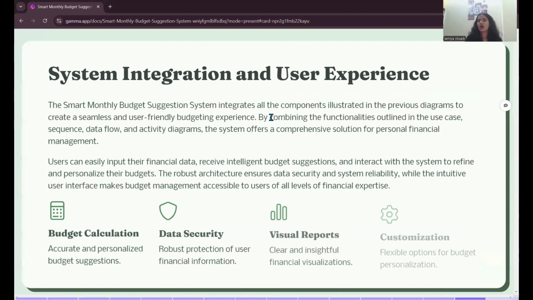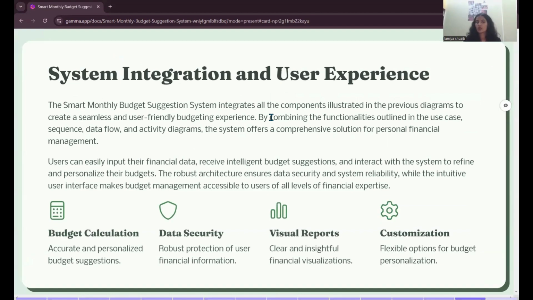So this is how the system works, and it integrates all the components illustrated in the previous diagrams to create a seamless and user-friendly budgeting experience. So our system provides budget calculation, data security, visual reporting, and customization.